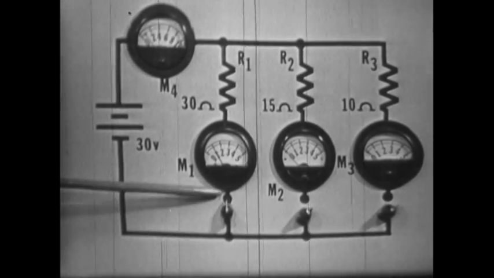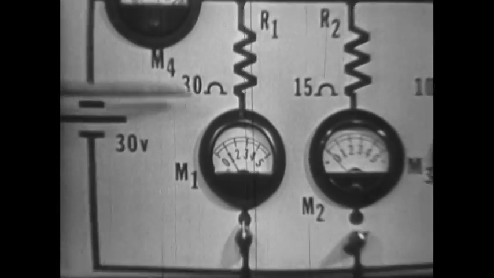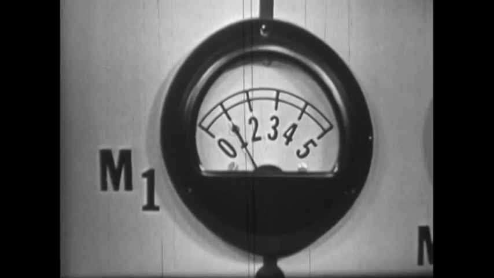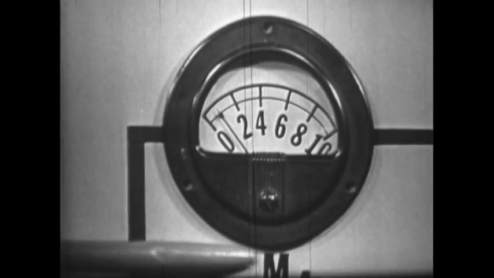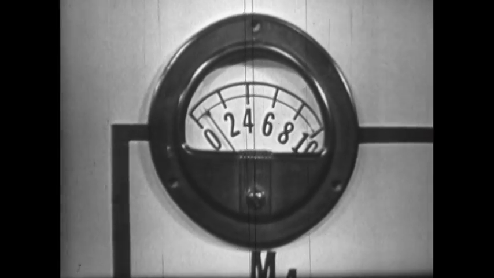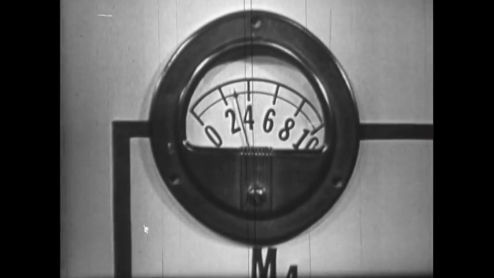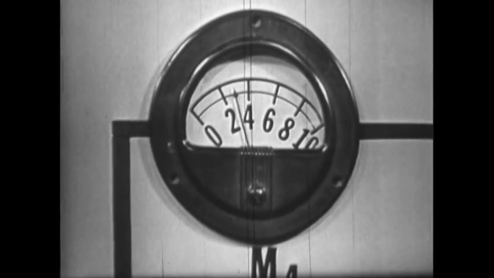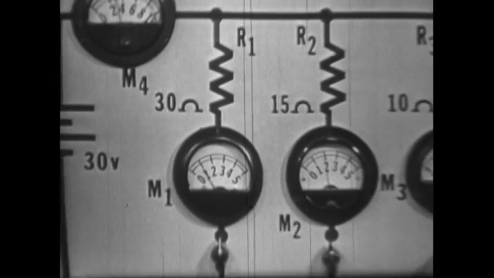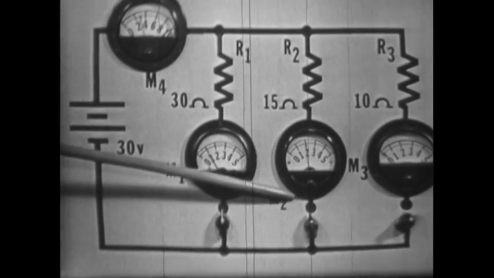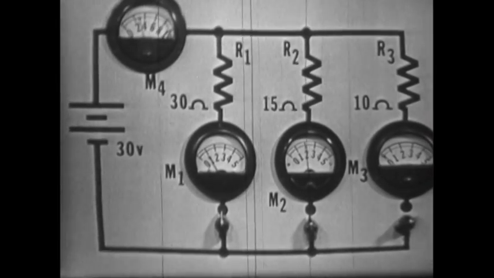Let's notice that with only one resistor connected, meter 1 and meter 4 indicate the same value. But watch what happens when branch 2 is added to the circuit. The reading on meter 4 has increased. This is because we have added an additional path for current in the circuit. Keep this in mind.